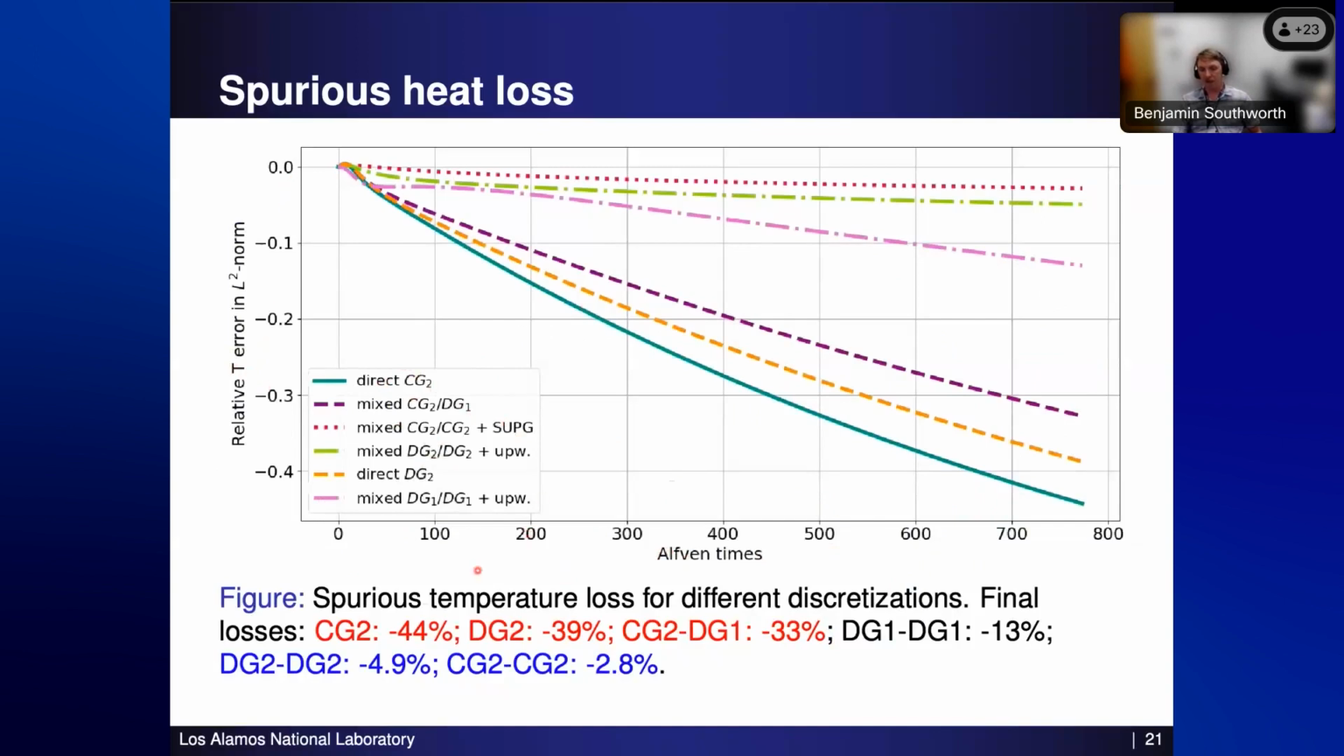And so if we use a primal variable formulation, CG2, DG2, we're losing 40% or more of our temperature over this relatively, not super long, but longer time simulation. And then the mixed formulation does better, but still loses a lot of temperature over longer times. And with these new schemes, both DG2 and then CG2 mixed and stabilized, we lose very little. We lose less than 3% with the continuous and less than 5% with the discontinuous.